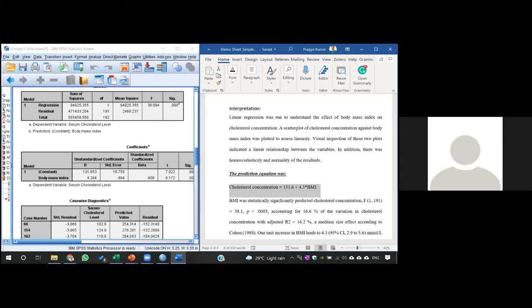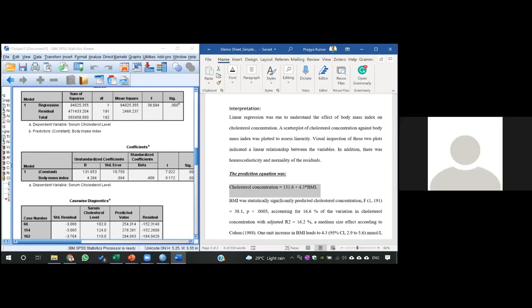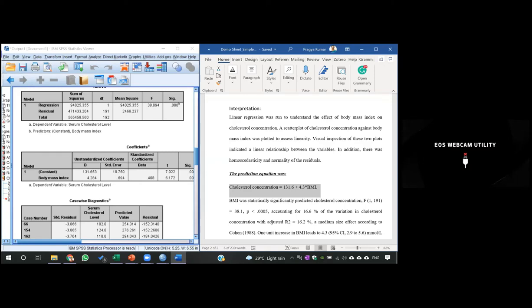Ashish? Yes, ma'am. What should I take as a value of BMI? 22. I said that I'm assuming your BMI is 22. You are doing individual prediction. So if my equation is this, then what should be your cholesterol level? I'm solving right now. All of you can do this. So Veeraval is writing 226.2. So yes, it's 131.6 plus 4.3 into 22, and then you add both. So they are writing 226. So that's the predicted value of cholesterol.